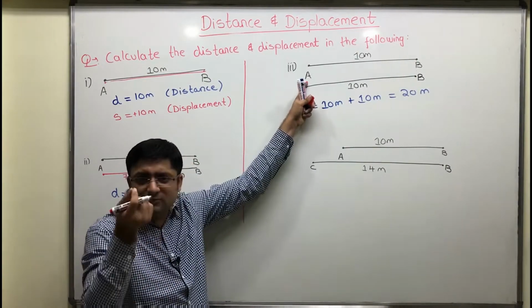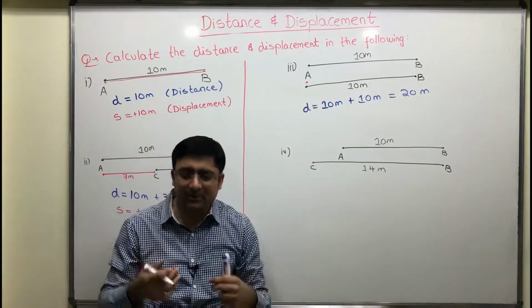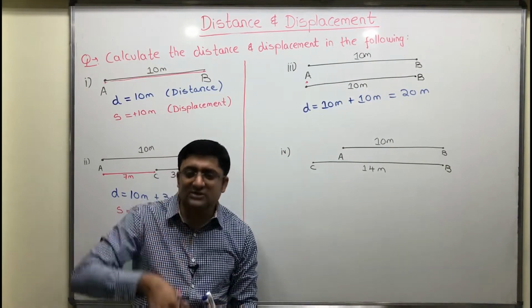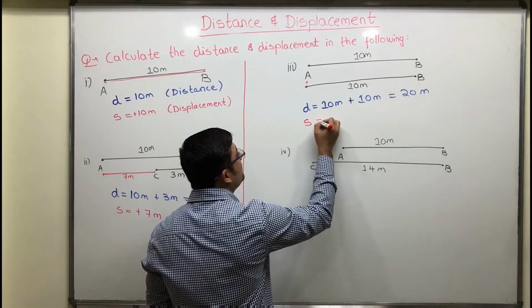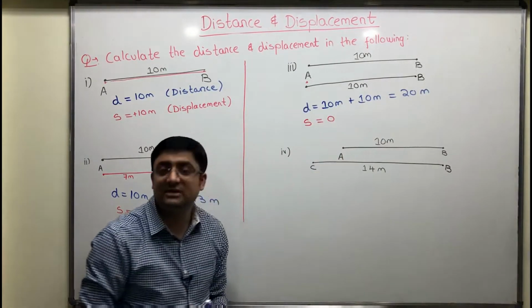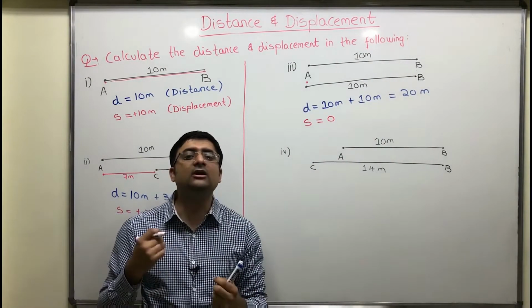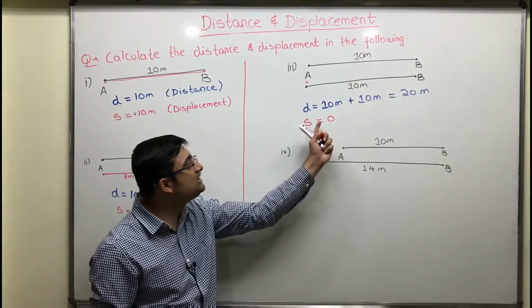So what is the distance between a point from itself? For example, if I'm standing here, what is the distance from this point? 0, right? So displacement is 0. I repeat, displacement is 0. So whenever initial point and final point are the same, displacement will be 0.